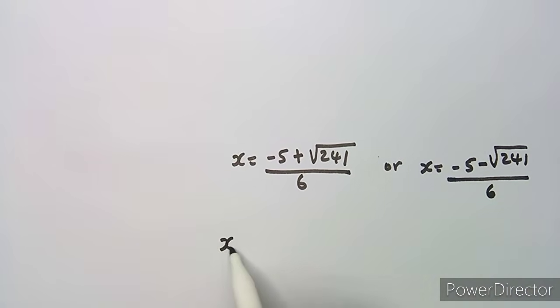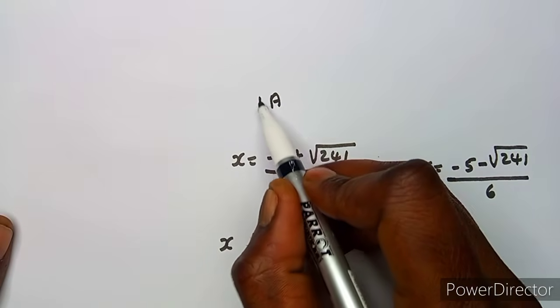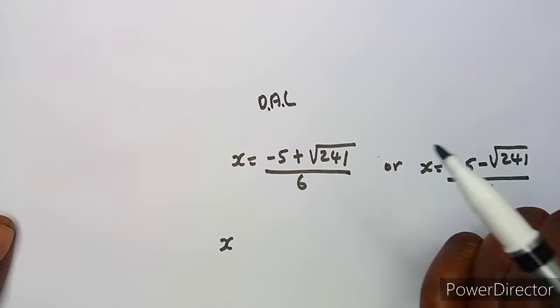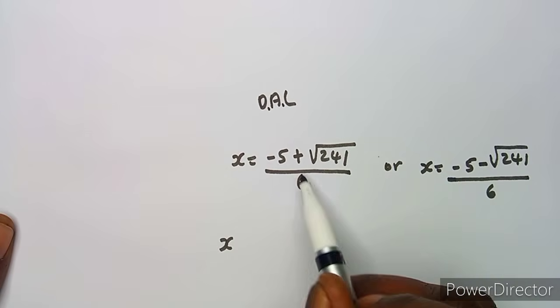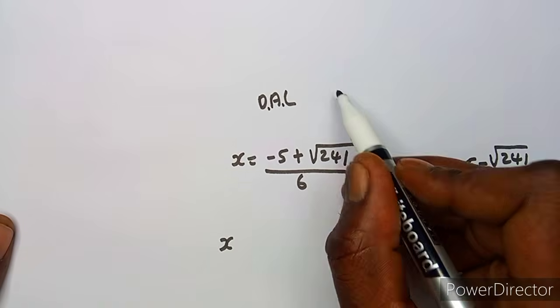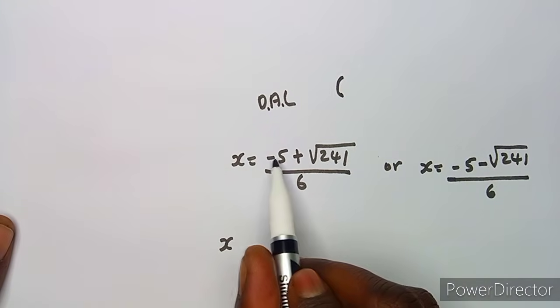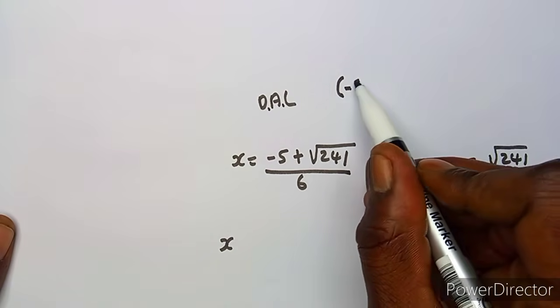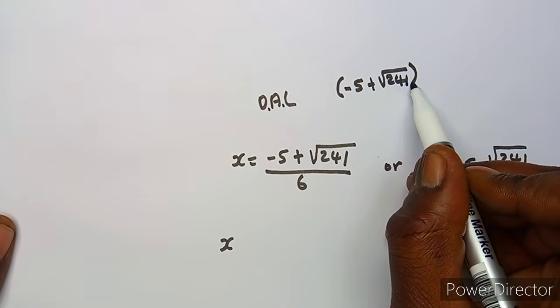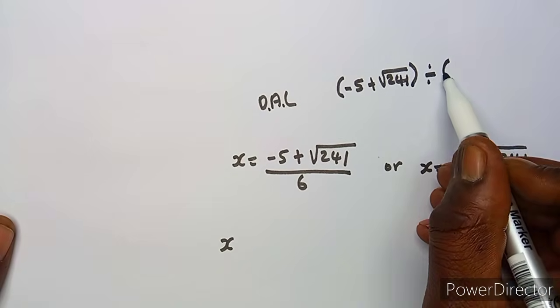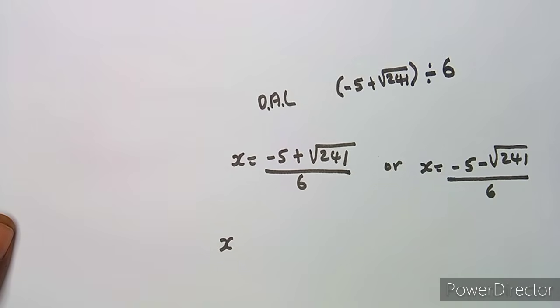So all you need is your calculator, depending on the calculator that you are using. If you are using those DAL calculators, guys, you're supposed to make adjustments like this one. This is how you use your calculator to simplify this at once. You open a bracket, then you put in these values, minus 5 plus the square root of 241. You close that bracket, then you use this division and divide by 6. It's going to give you the exact value. The same with this one.